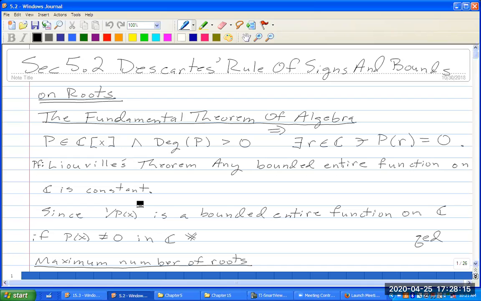on the complex plane. And since this is bounded entire, then it must be a constant. But we said that it wasn't a constant. So therefore, that contradicts the fact that P of x was not 0 in the complex plane.